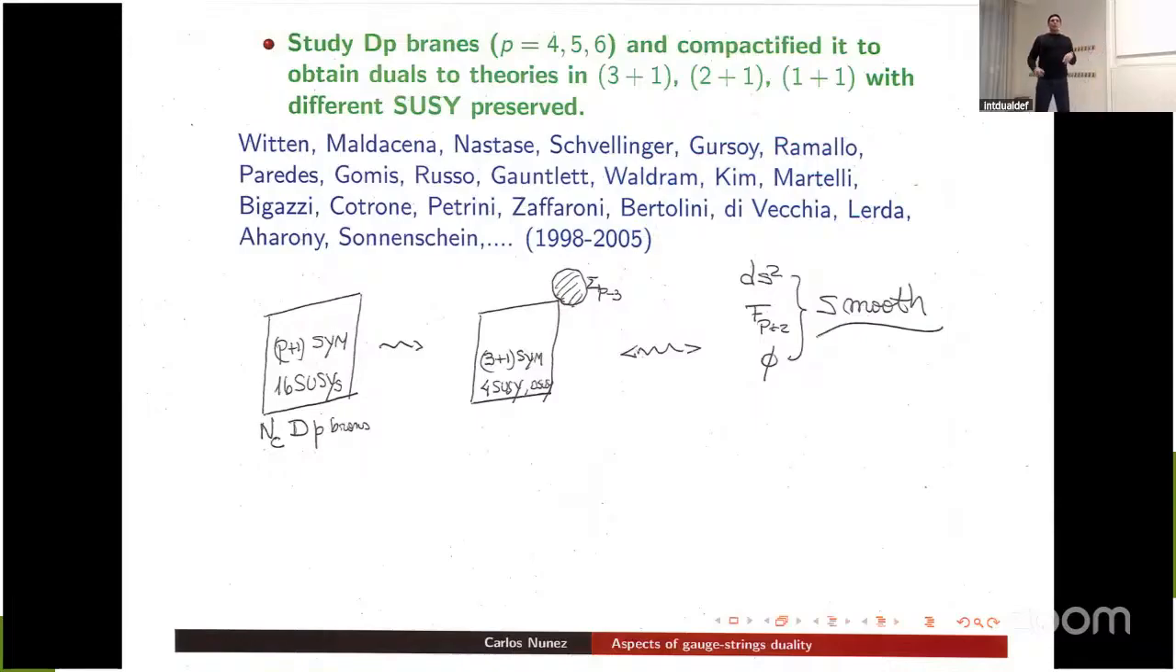S-duality, T-duality, Lifton theory, etc. Okay? So in some sense, you lose your field theory in the UV. You add something to it that saves it. All right? Any other questions?